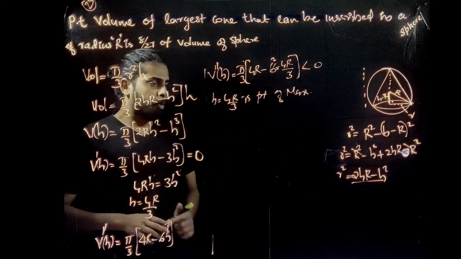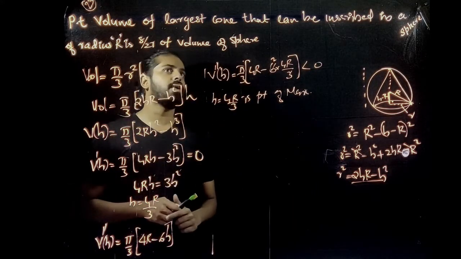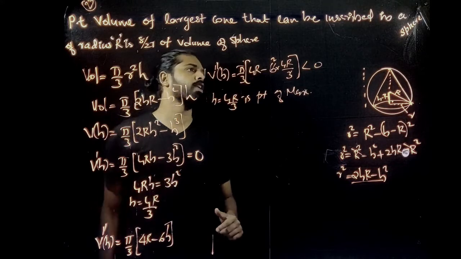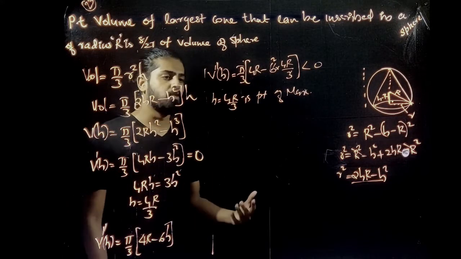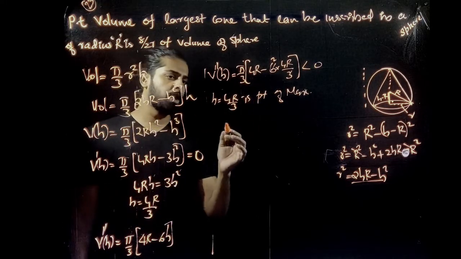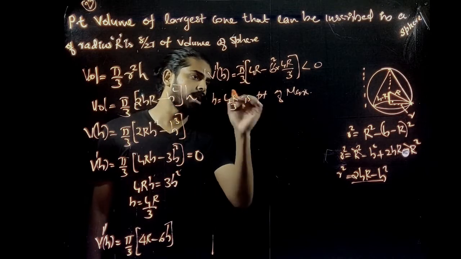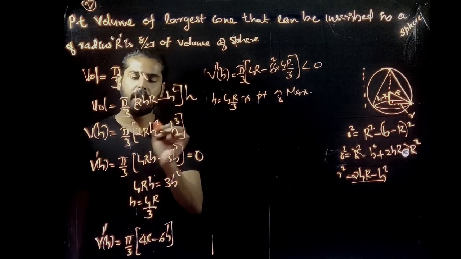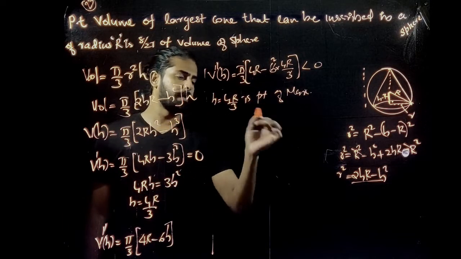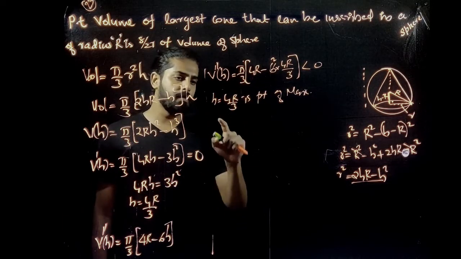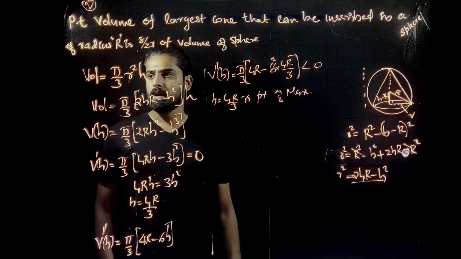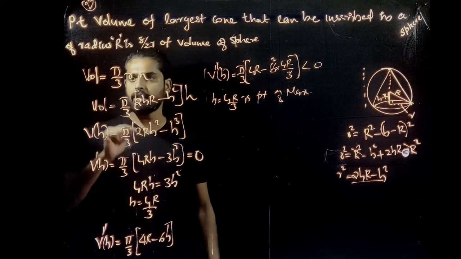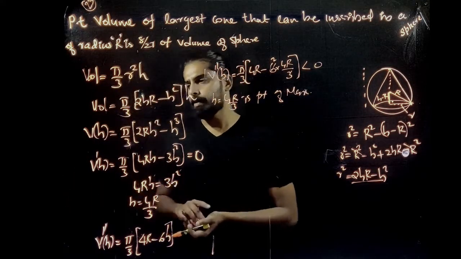So h is equal to 4r by 3. Now we have to find the maximum volume of the cone. So how will we get the maximum volume of the cone? We'll get it if we substitute h is equal to 4r by 3, since this is the point of local maxima of the volume. So in order to find the maximum volume, we have to substitute h is equal to 4r by 3 at the place of h.